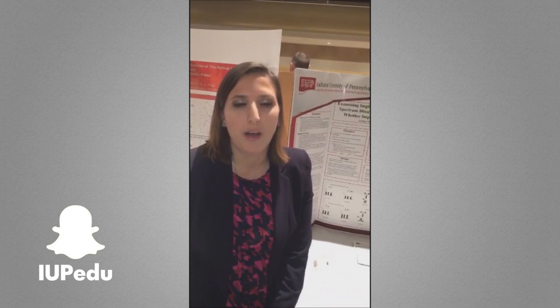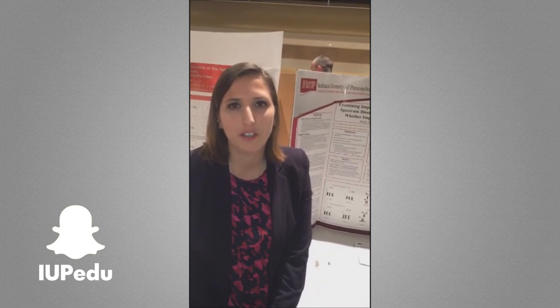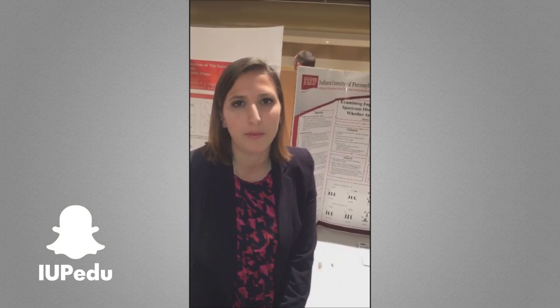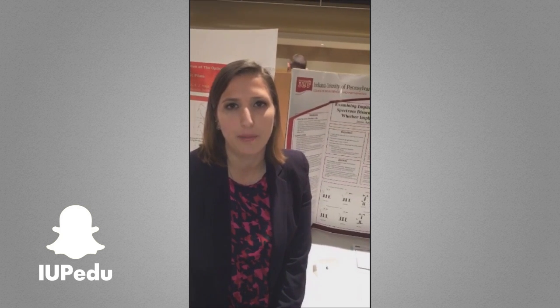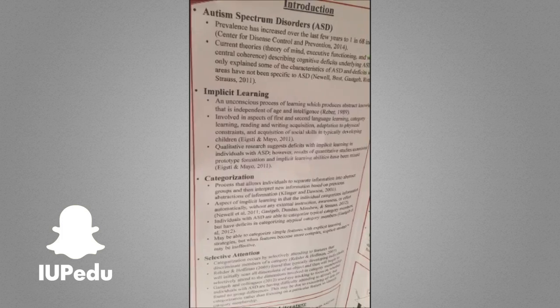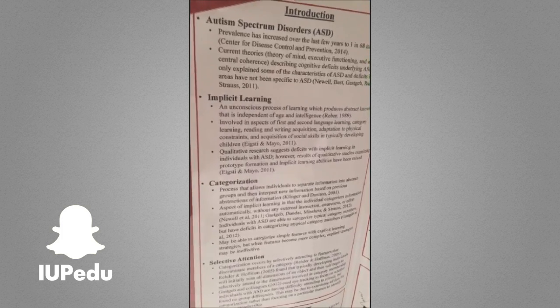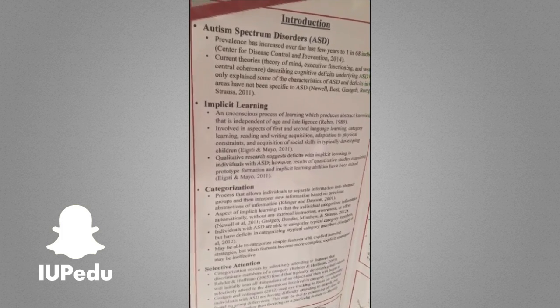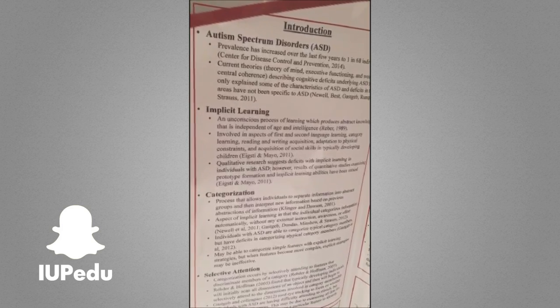Our research is on implicit learning in individuals with autism, and so we'll be using categorization to see if they implicitly learn to identify category members. Implicit learning is an unconscious process that begins early in life and is involved in many aspects of early learning. Implicit learning is used in early language learning and social skills, so we're not really taught how to speak first words. We learn that by modeling.